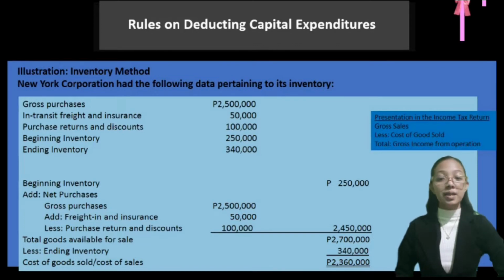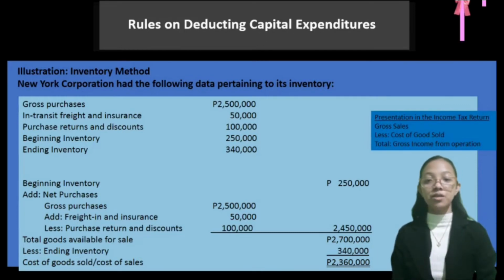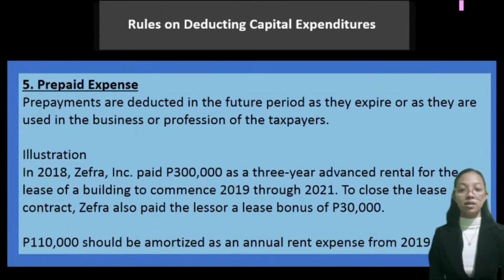Note, expensing the cost of purchase of inventory or supplies normally does not properly reflect the income of the taxpayer unless the fluctuation in inventory level is immaterial. This may expose the taxpayer to risk of income recomputation and assessment by the CIR. In the presentation in the income tax return, cost of goods sold is deducted from gross sales to measure gross income from the operation. Prepaid expense.